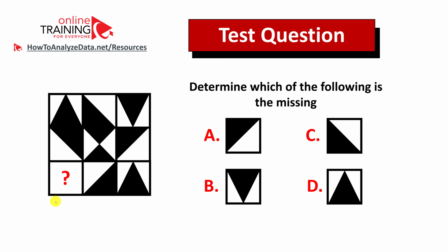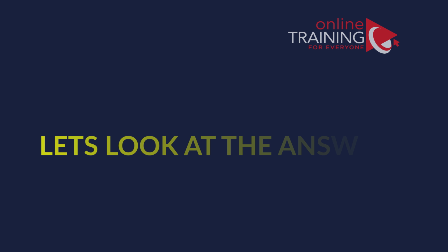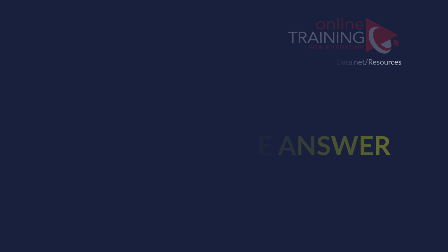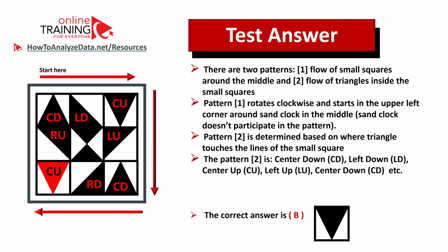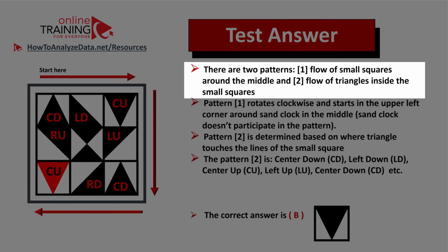Now might be a good time to pause this video and give yourself 10 to 20 seconds to see if you can figure out the solution. Do you have the answer? Let's continue to see how we can solve this puzzle and get to the correct solution together. We're presented with a very interesting challenge here, but the challenge could be broken down into 2 patterns. The first pattern is the flow of small squares around the middle, and the second pattern is the flow of triangles inside the small squares.